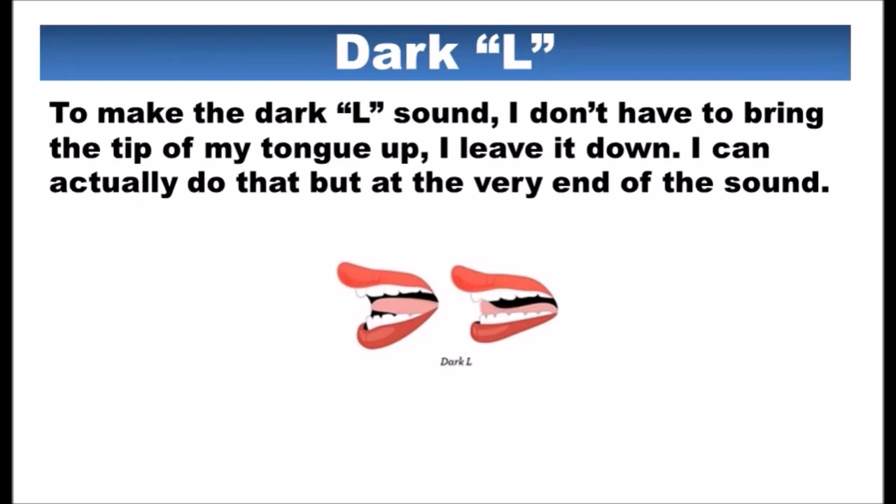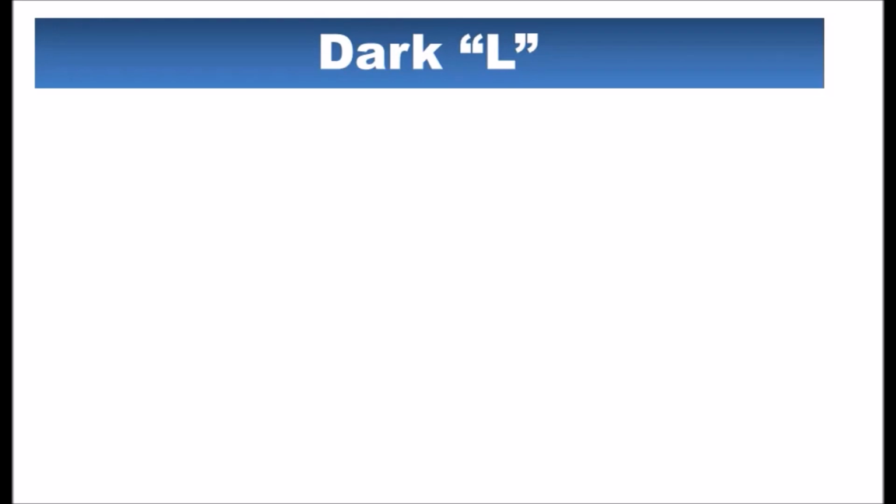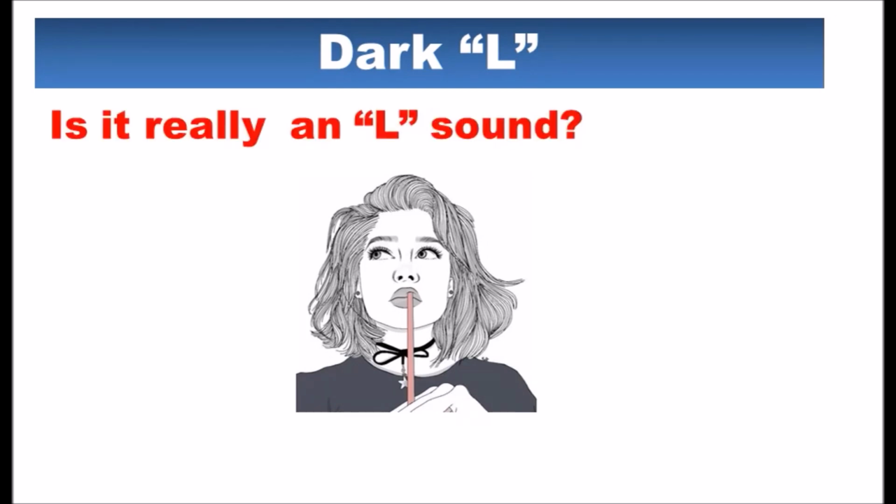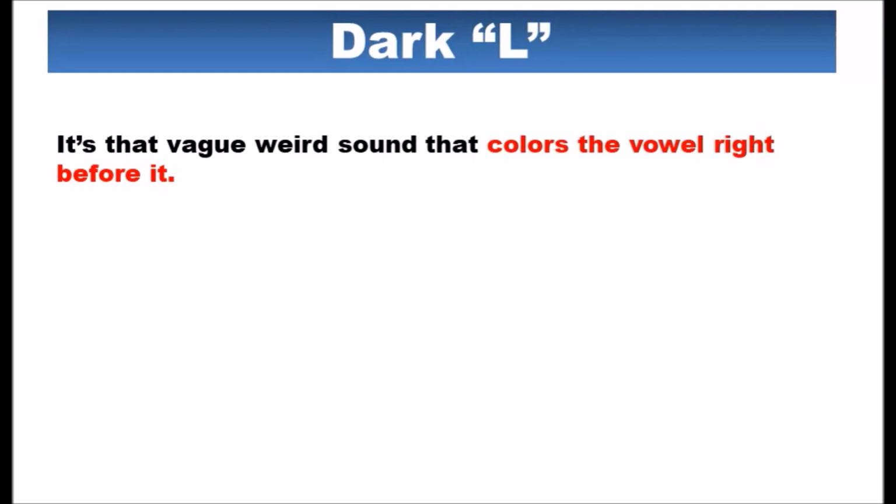So, let's read this part together. To make the dark L sound, I don't have to bring the tip of my tongue up. I leave it down. I can actually do that, but at the very end of the sound. Again, we need to practice or to have some vocabulary. And we need also to know where I can say the dark L: at the beginning, at the end, or in the middle. So I need to ask myself a question now. Is it really an L sound? Okay, let's discover more. It's that vague, weird sound that colors the vowel right before it. Again, it's a vague and weird sound. Why? Because it colors the vowel right before it.